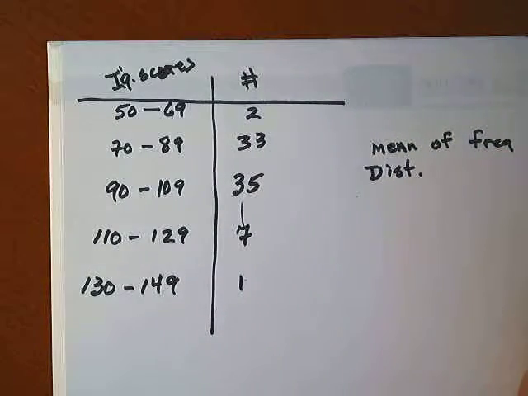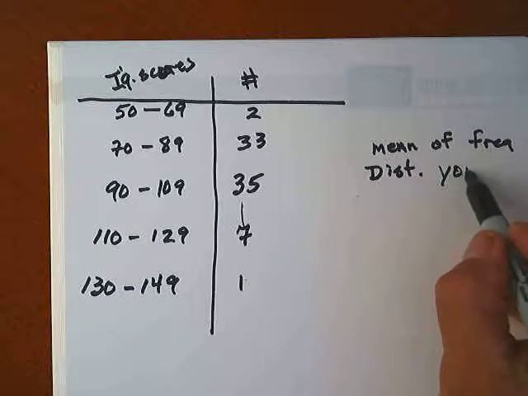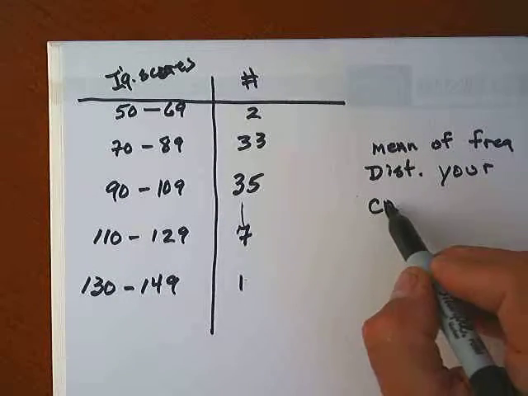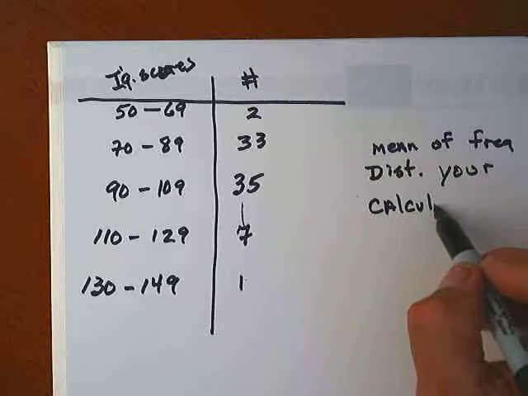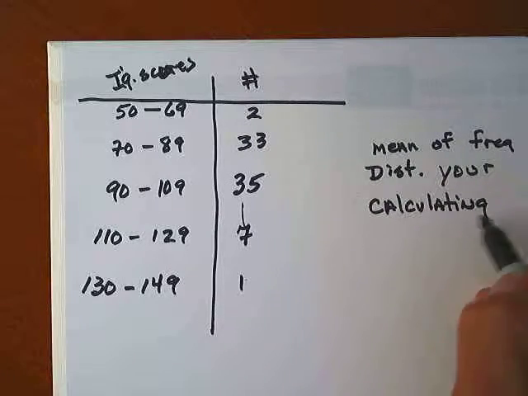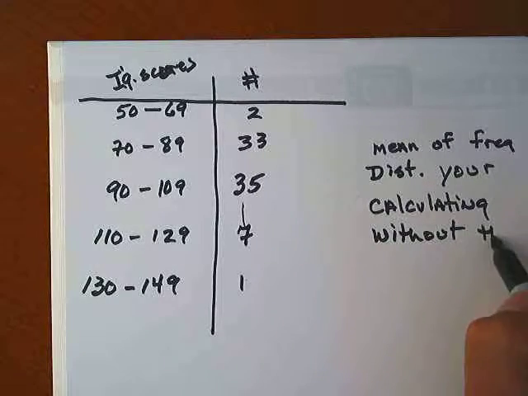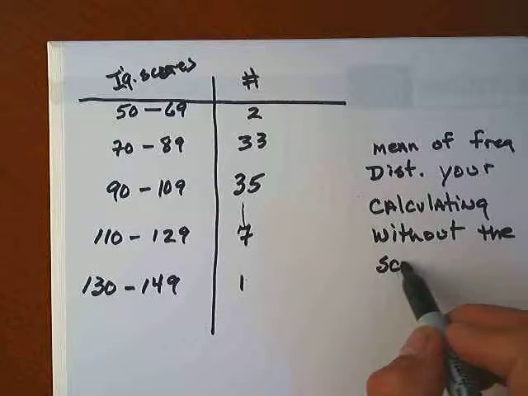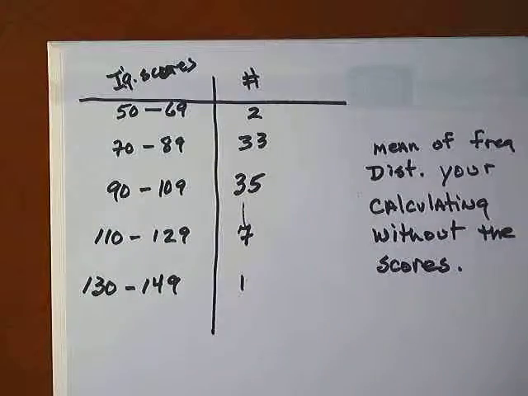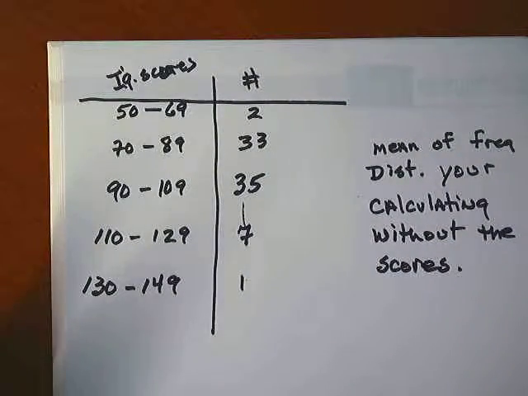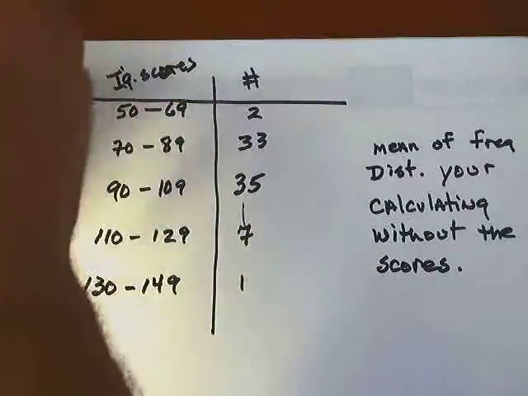Well, you don't know the scores. So you've got to figure out how to find the mean without having the scores. And that's what we're fixing to do. What you're doing to find the mean of a frequency distribution is calculating it without the scores.